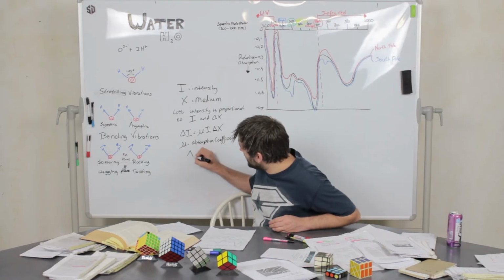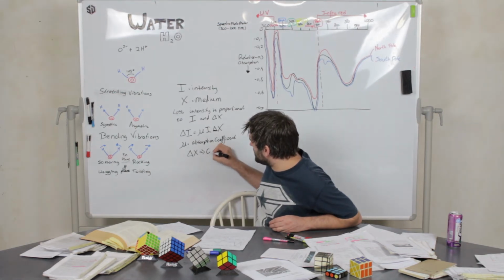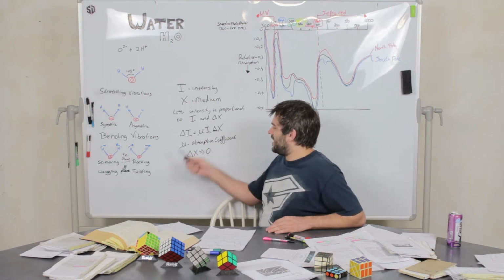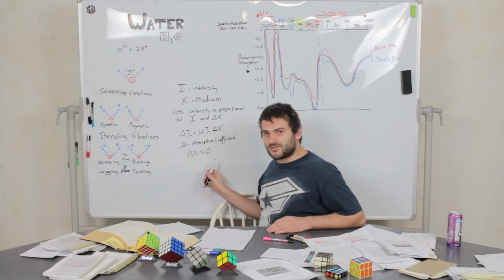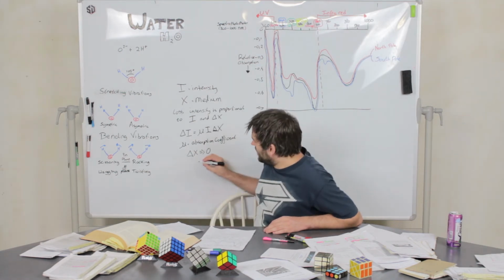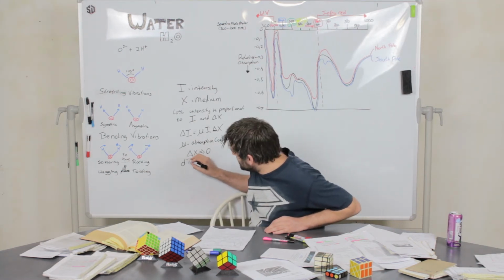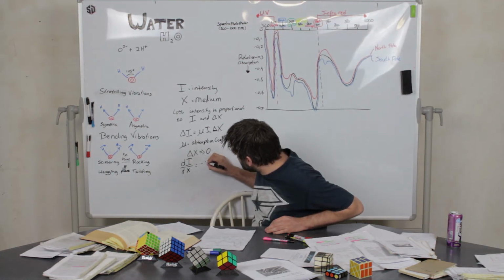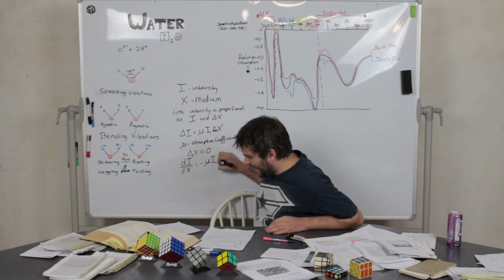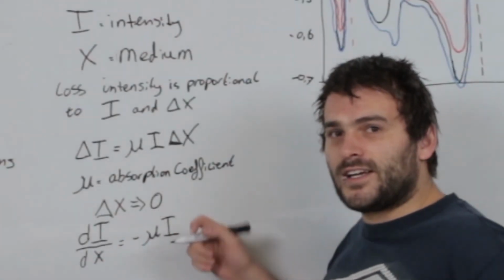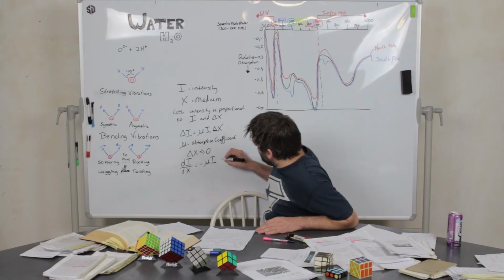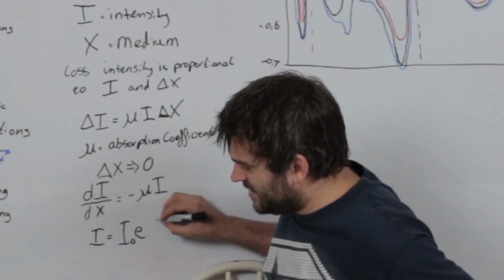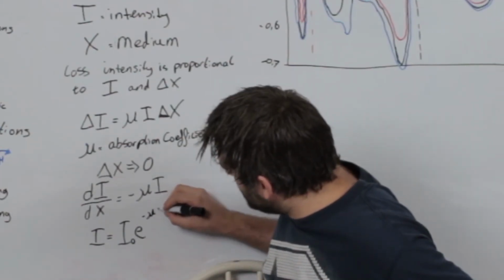If we make delta X almost as small as 0, so it's going towards 0, so we want to have a differential of this formula. When delta X is getting close to 0, we can write this formula in a different form. It will be dI divided by dx is equal to minus mu times I. And with integration, we can change this formula into I equals I0 times exponential of minus mu times x.